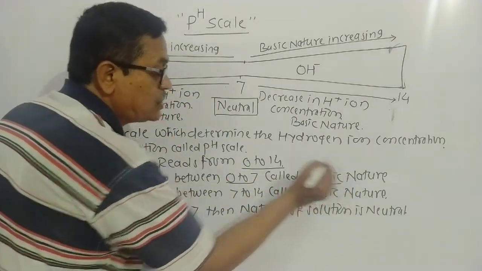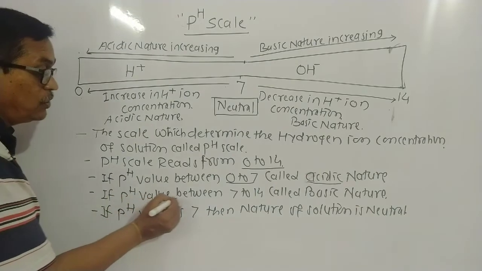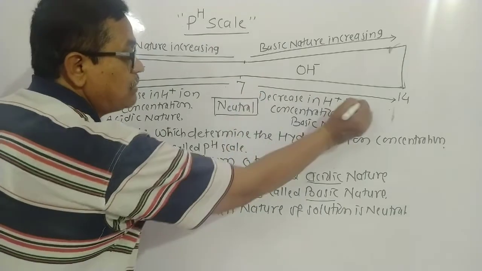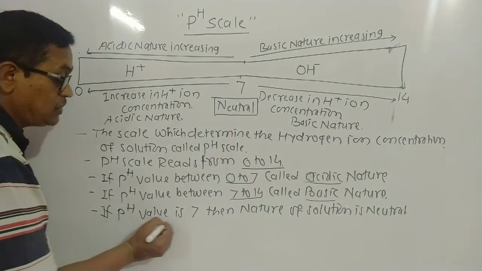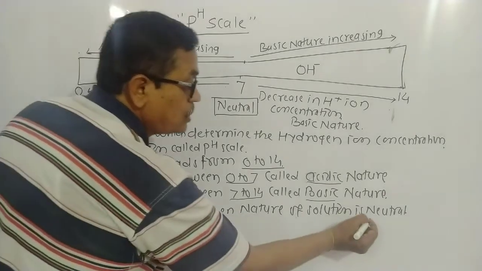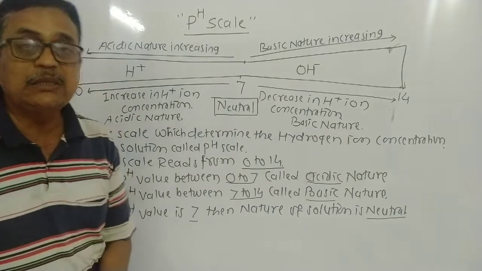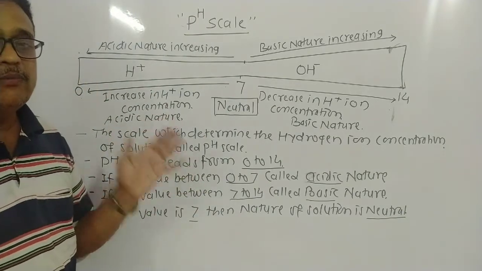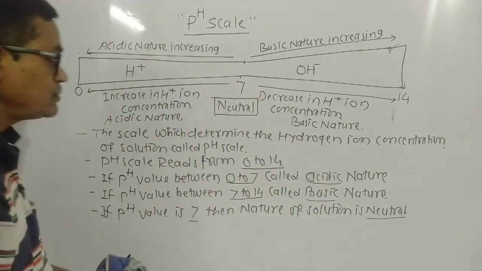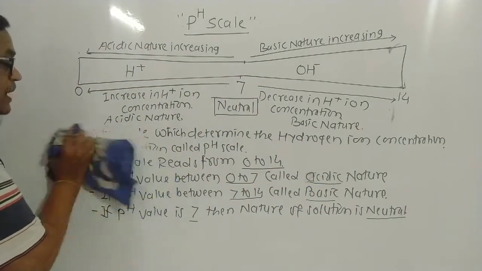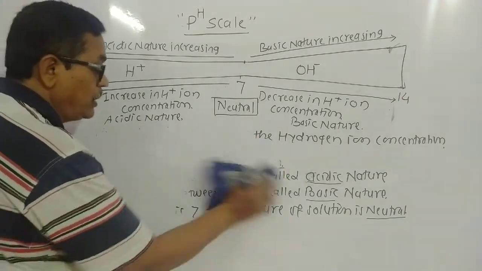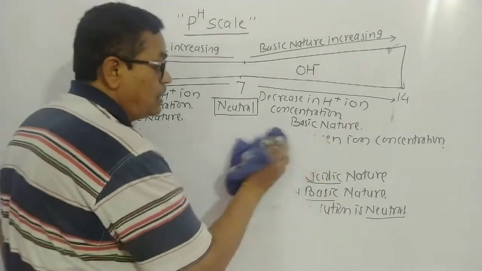But dear student, how do we study the pH scale again here? Which value indicates a strong acid and which value indicates a weak acid? Then which value indicates a strong base and which value indicates a weak base? Dear student, if the pH value is 0, then it is a very strong acid.